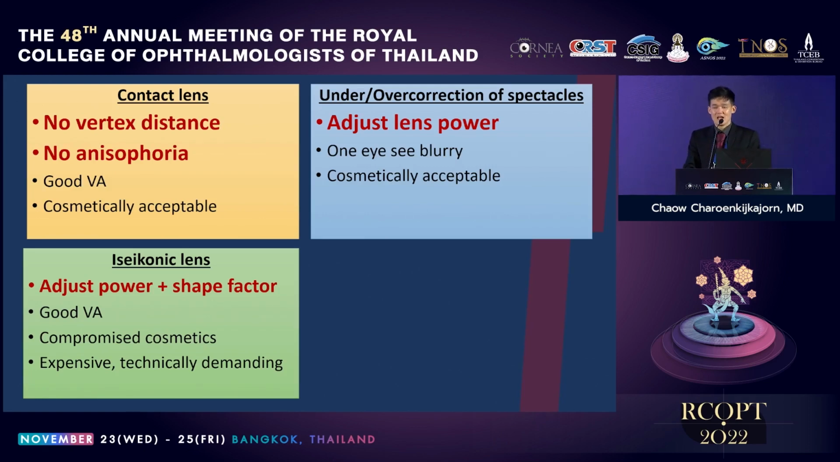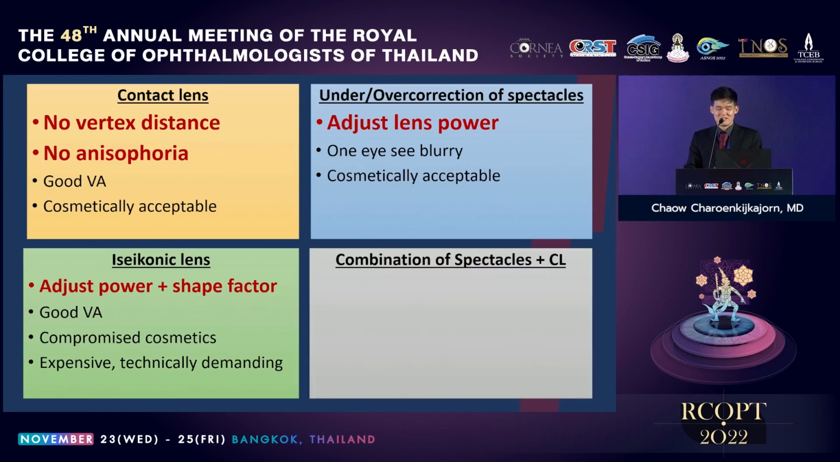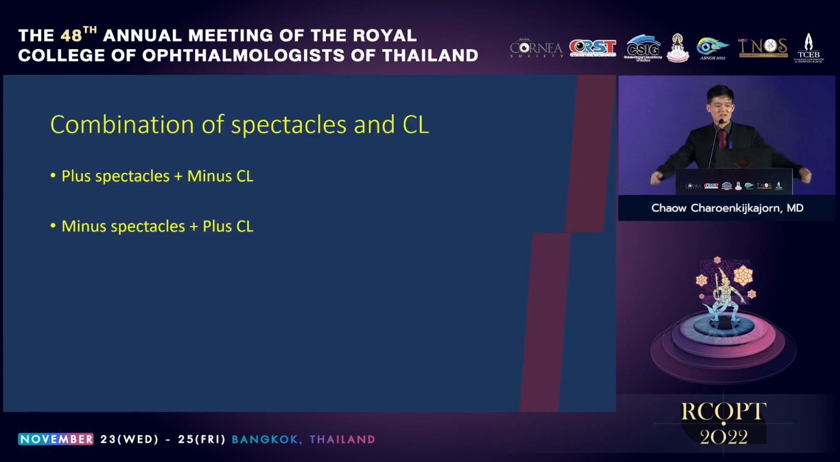And now I'm going to introduce treatment option number 4, which is a combination of spectacles and contact lens, wearing spectacles and contact lens at the same time. We can do that by using plus spectacles with a minus contact lens, or minus spectacles with a plus contact lens. So does this sound familiar to you? When we look through 2 sets of lenses, one lens closer to the object, one lens closer to the eye.